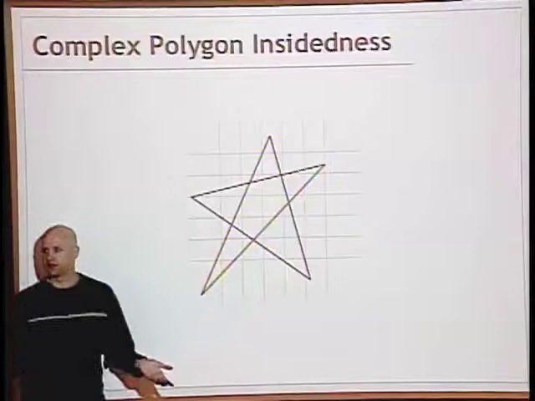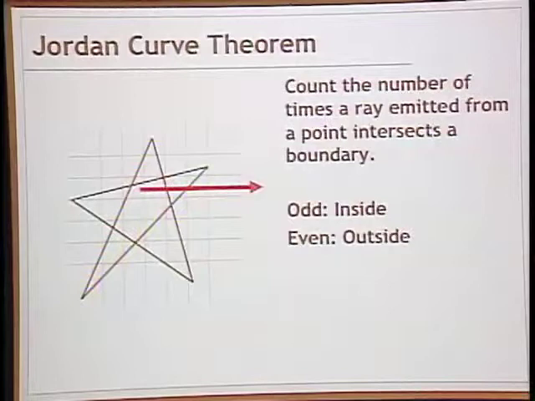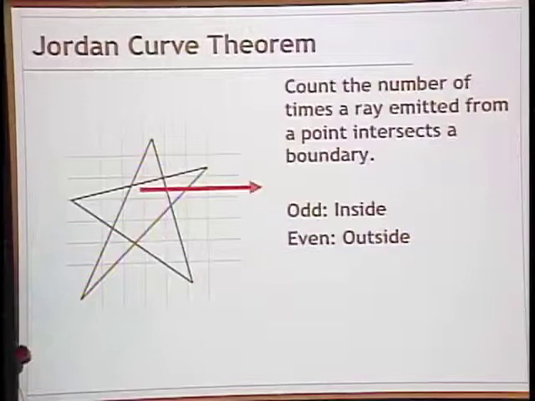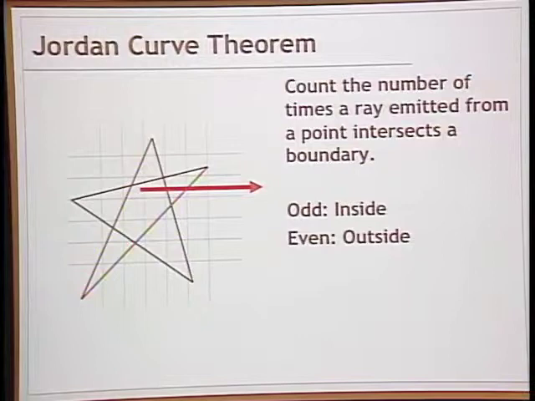Another way to do it is to use the Jordan curve theorem, which is a very cool theorem. What you do is, to ask whether a point is inside the polygon, you draw a line in any direction you want. Any direction you want. If the number of lines that you cross is odd, it's inside. If it's even, it's outside.